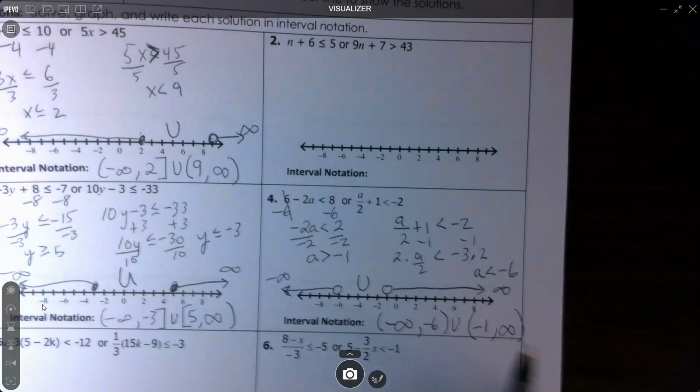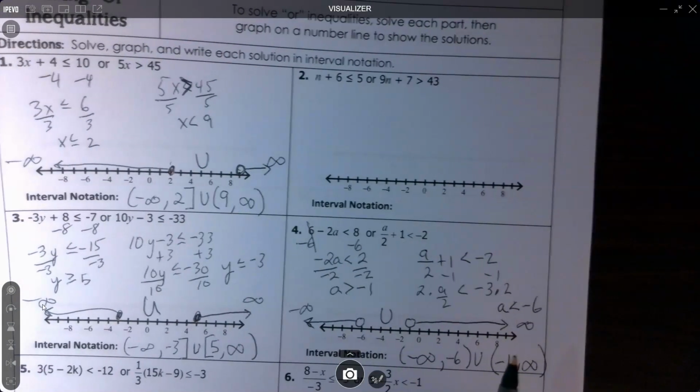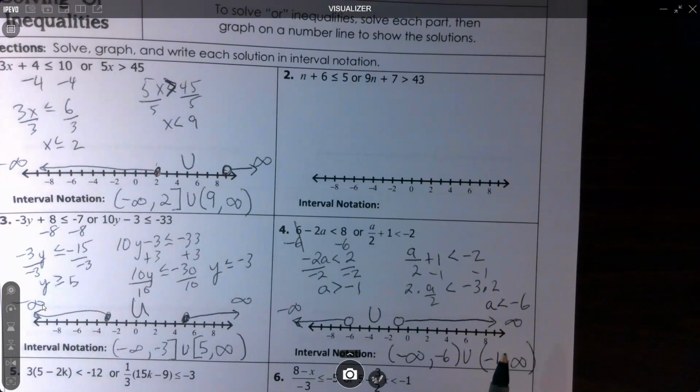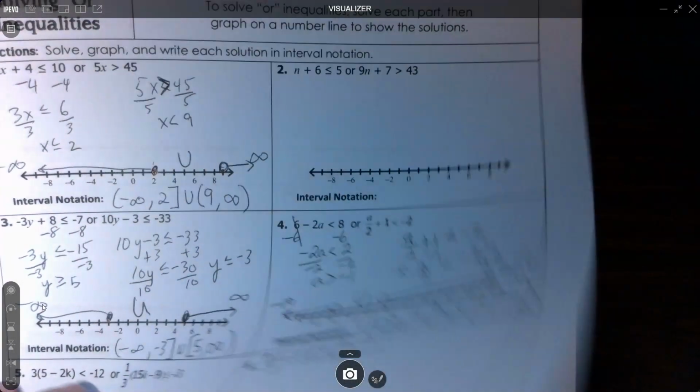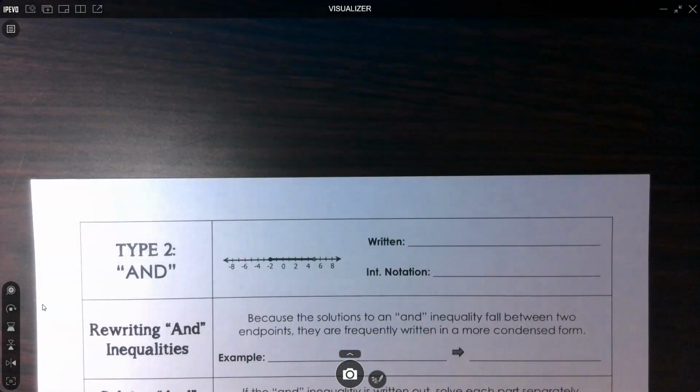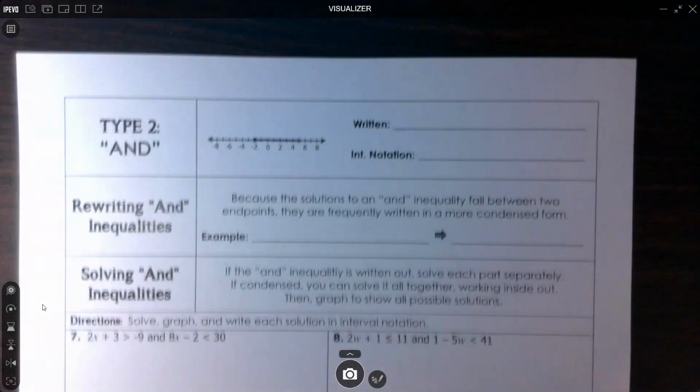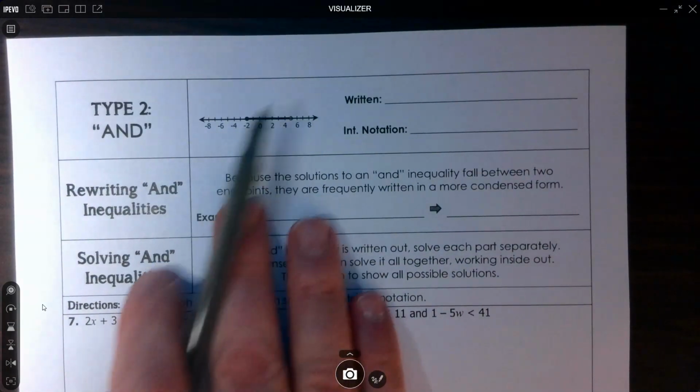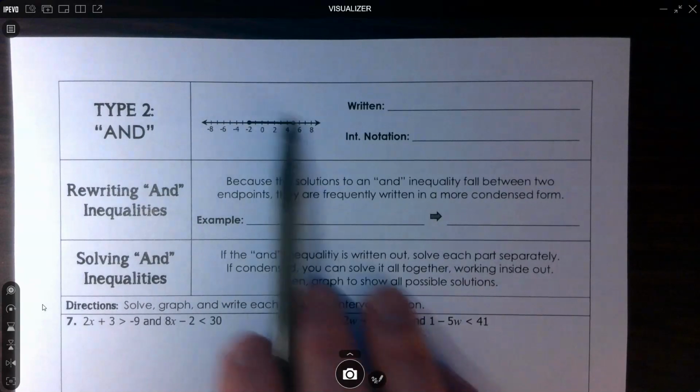All right, and that's it for the lesson. That's it for the ors anyway. So we're going to jump now to the ands. Okay, so ands are done a little bit differently. Ands look like little line segments, which means they've got some overlap.